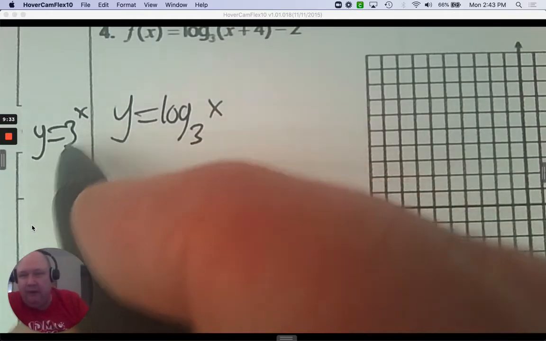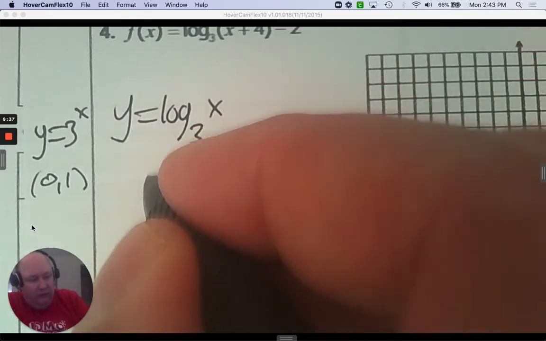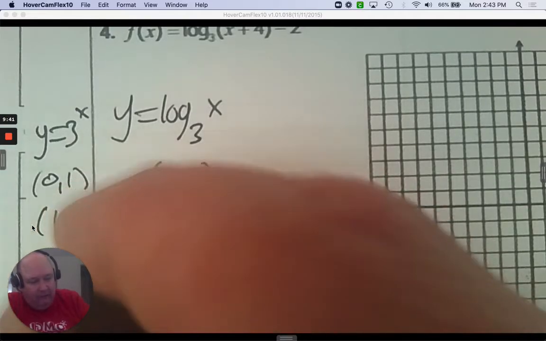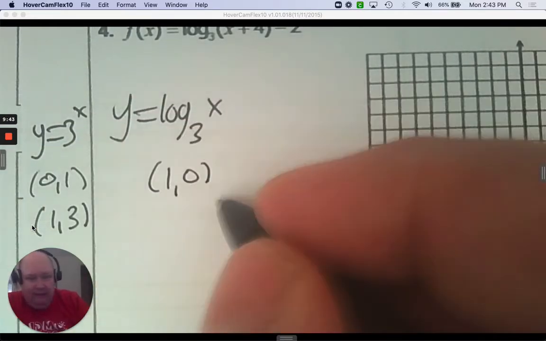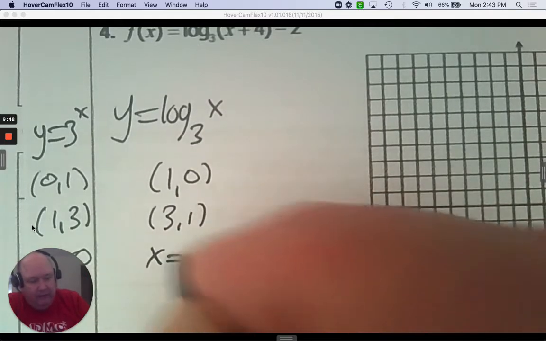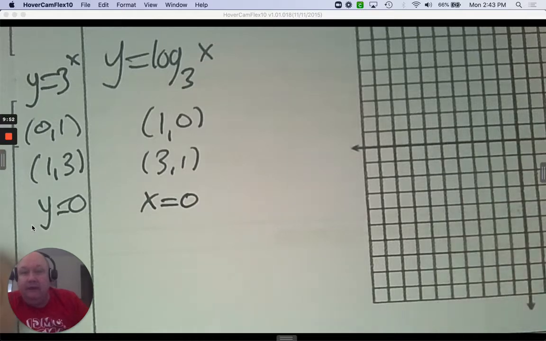So a point on 3 to the x is (0, 1). So if you inverse it, it becomes (1, 0). A point on the inverse is (1, 3). Inverse it, and it's (3, 1). Instead of a horizontal asymptote, inverse it, and now it's a vertical asymptote.